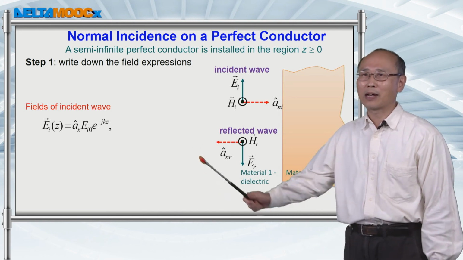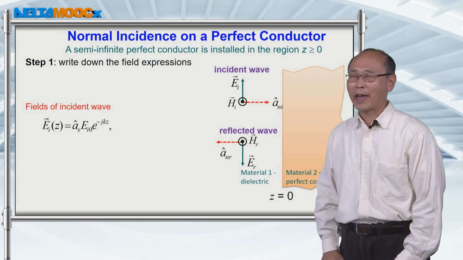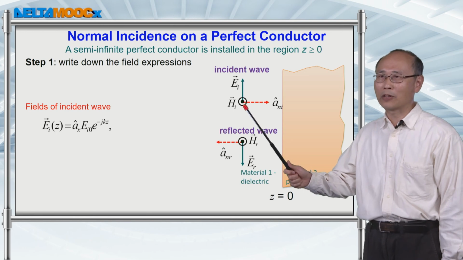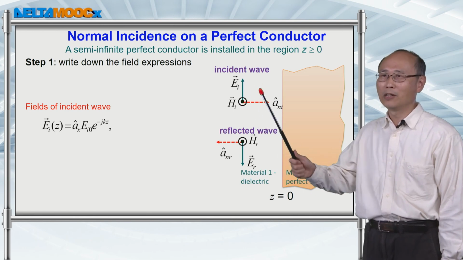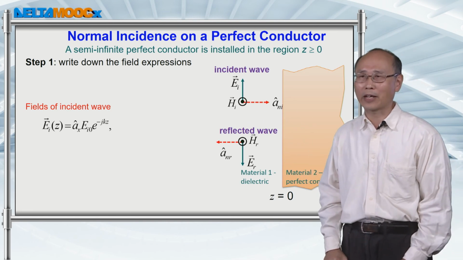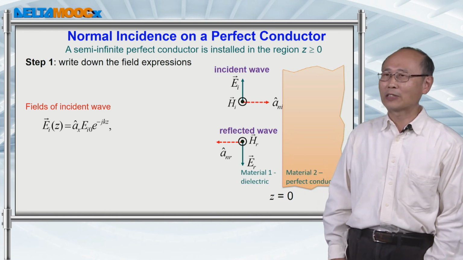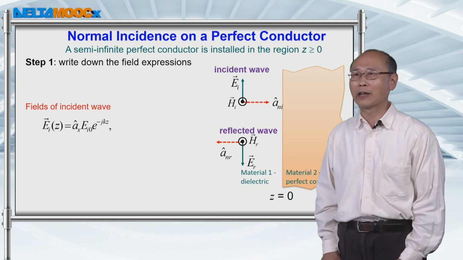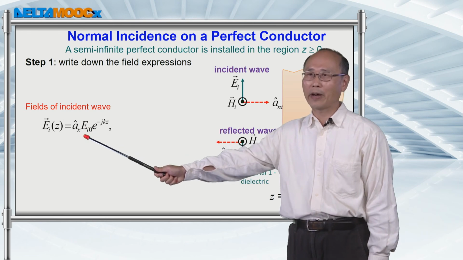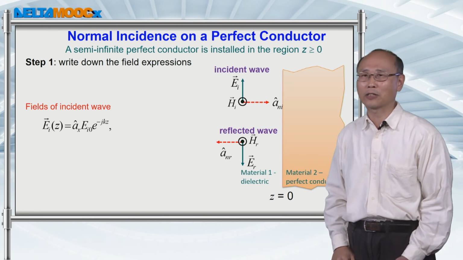The first step, as I just said, is that we want to write down all the field expressions. And in this configuration, you can arbitrarily set the polarization along any direction perpendicular to the z direction. Apparently, the wave is a TEM wave, a transverse electromagnetic wave. So let's just choose the polarization of the incident wave along the x direction, and I set this upward direction to be the x direction.